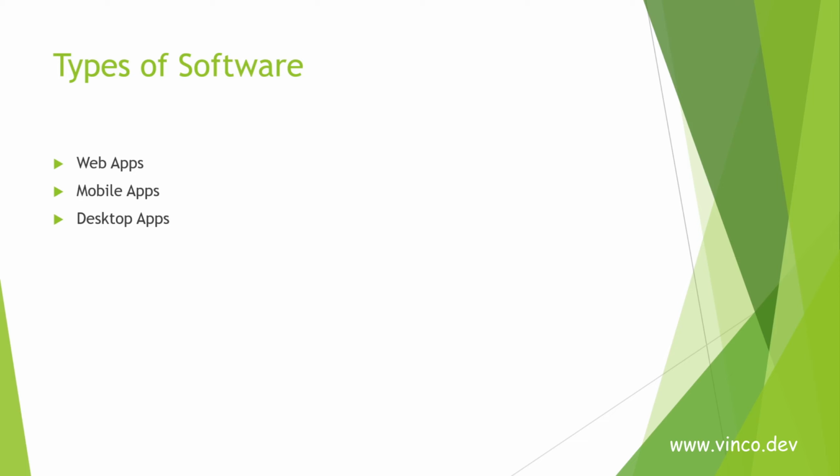Now, we're also going to see the types of software we have. The first one here is the web application. Web applications are applications that run inside a browser. For example, just a simple website, your online stores, a social platform, a learning platform. All these are just applications that run in your browser. So all these are called web applications.